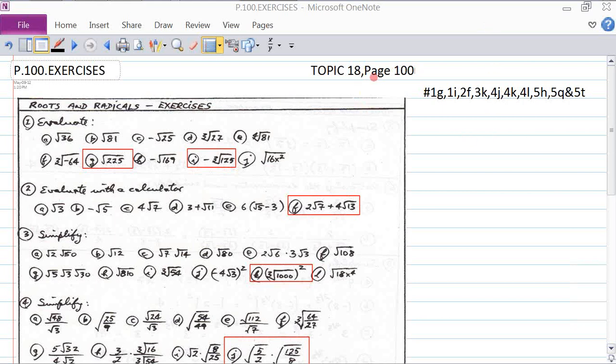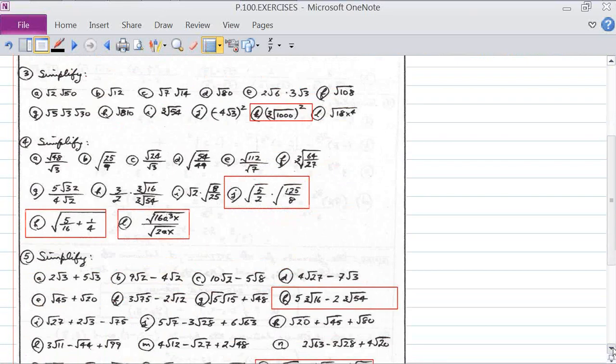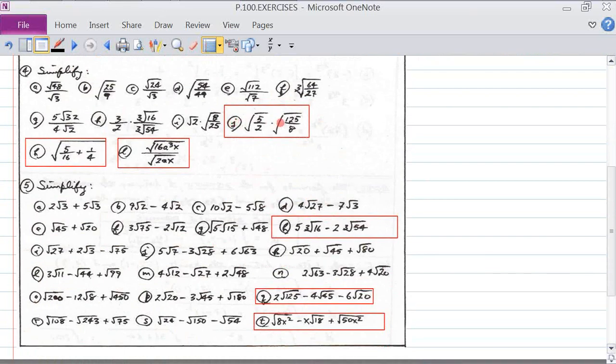On page 100, topic 18, the exercises that we're going to do here are 1G, 1I, 2F, 3K. In part 4 we're going to do J, H, and L, and in question number 5 we're going to do H, Q, and T.